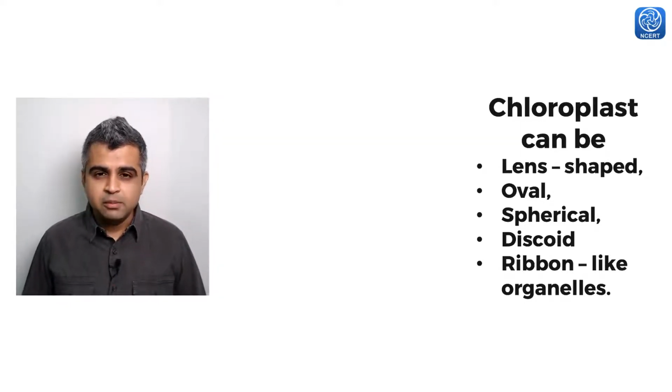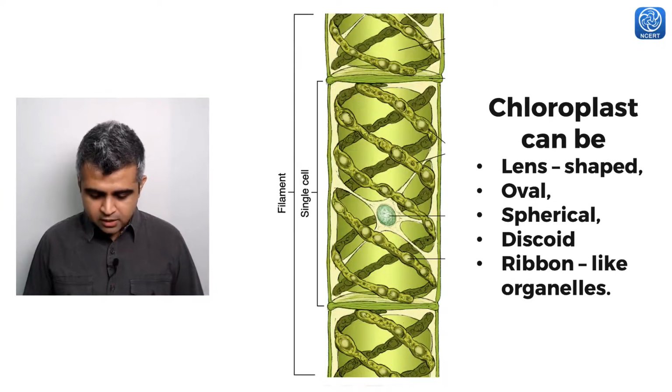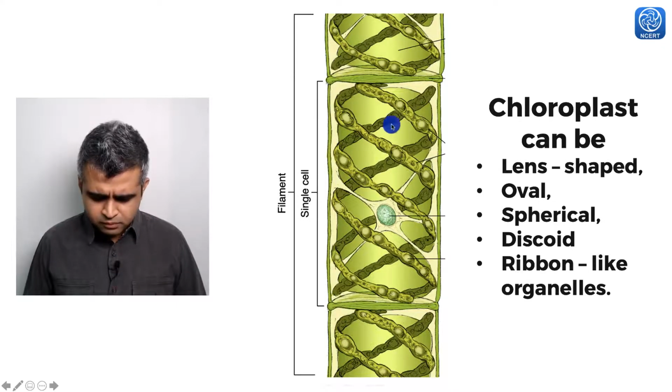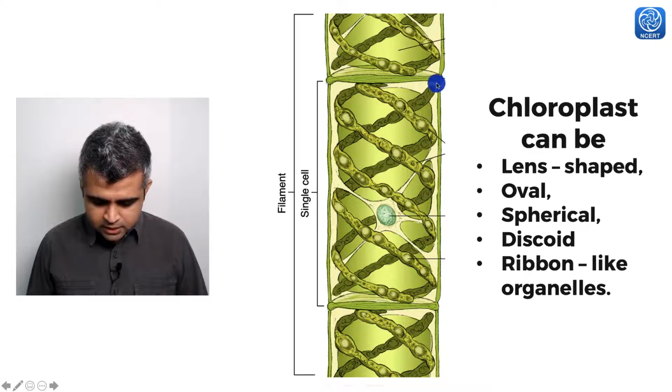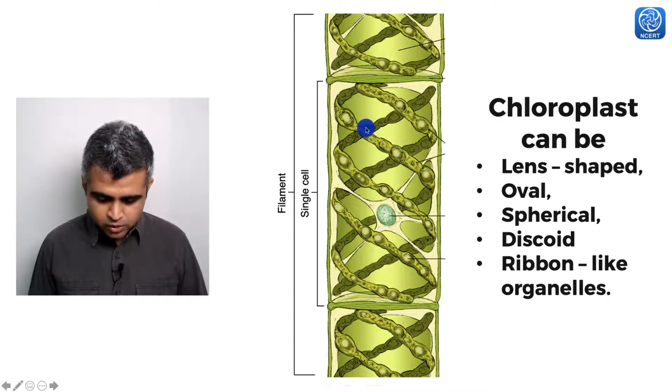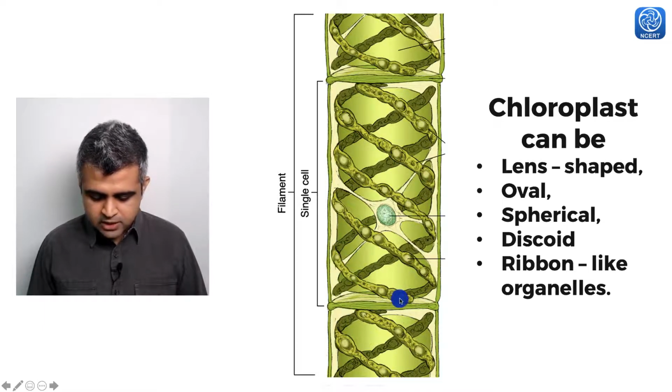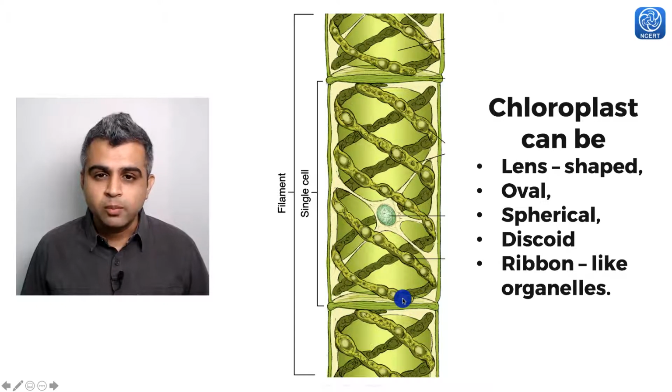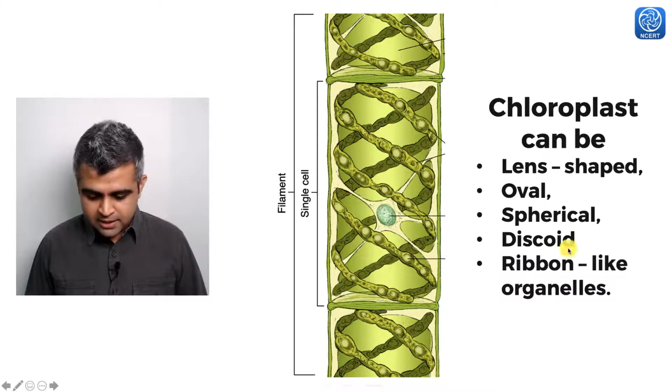I'm sure everybody must have heard about Spirogyra. So this here is Spirogyra. This is one cell, this is another cell, this is another cell. So just take a look at this one single cell and now follow my mouse. Starting from here, this entire thing is one single chloroplast, and this one single chloroplast is like a ribbon. So chloroplasts can be lens shaped, oval, spherical, discoid, or ribbon like.